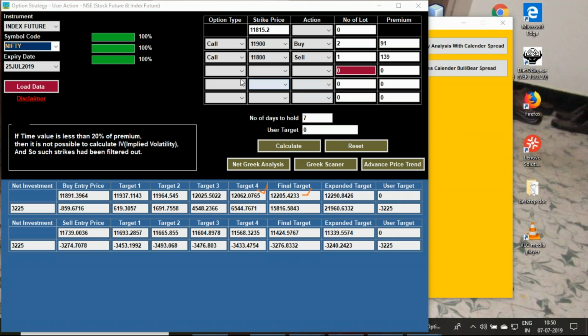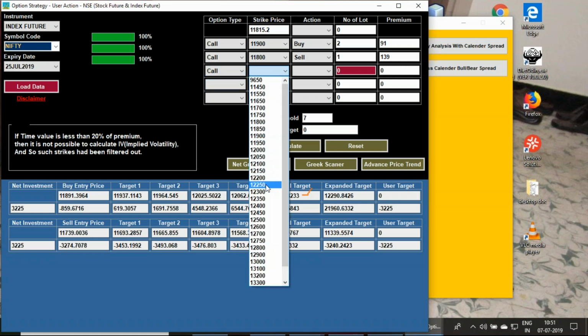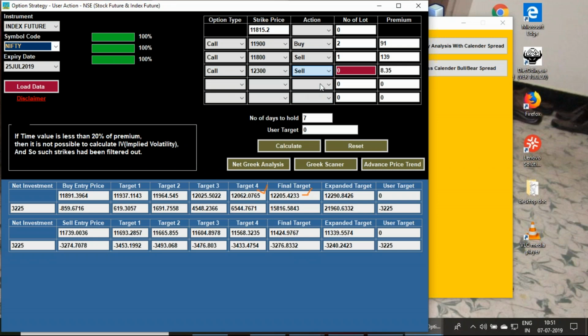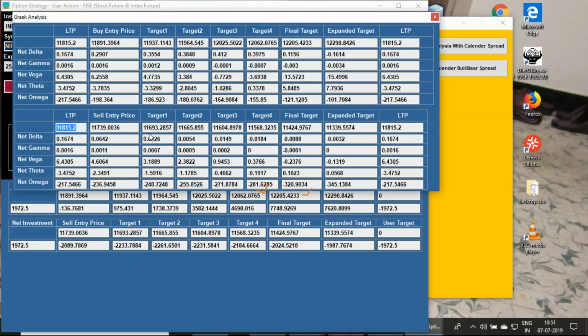Now, if I'm just going for a call option, say 11,000 to 12,290, it is coming 12,300, or 12,300 I'm taking. I'm selling two lots. You can see that there is a substantial reduction in the profitability. However, in this process losses have also fallen. But if you go for the net Greeks, you will get great results. Vega has fallen, and theta has fallen further.